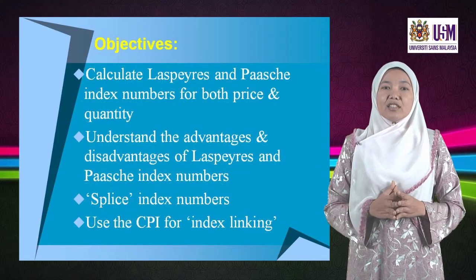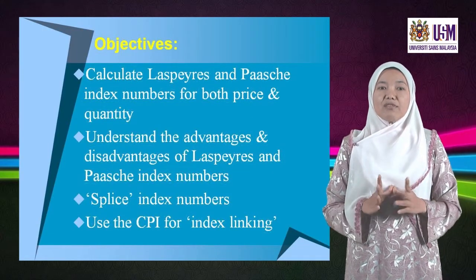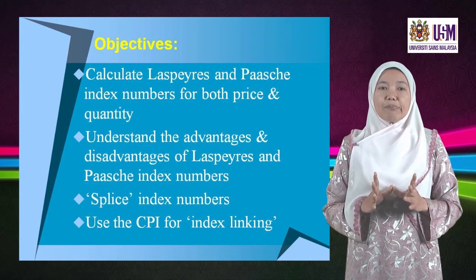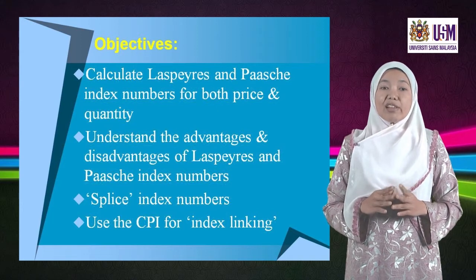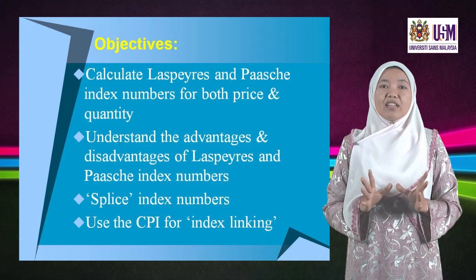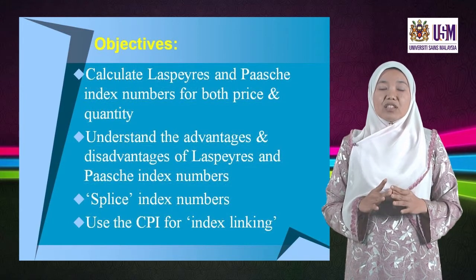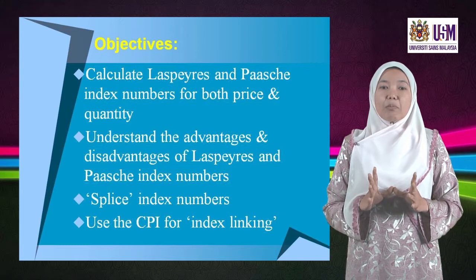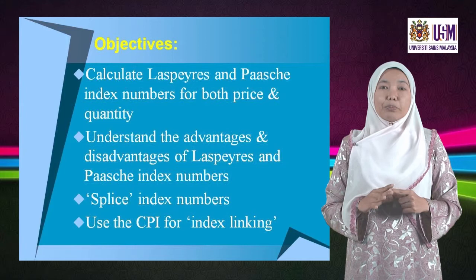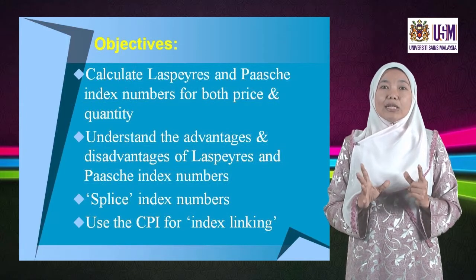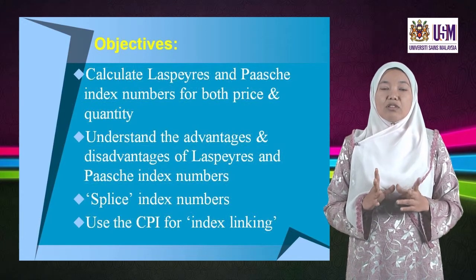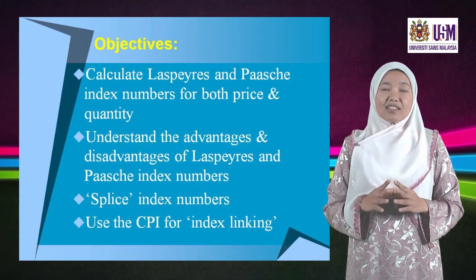For the lesson that we'll be discussing today, the objective is that at the end of this session, you'll be able to calculate both Laspeyres and Paasche index numbers for price as well as for quantity. You must understand the advantages as well as the disadvantages of each of these, and then you'll learn how to splice index numbers. The word splice means to put together. And lastly, the use of the consumer price index for index linking.